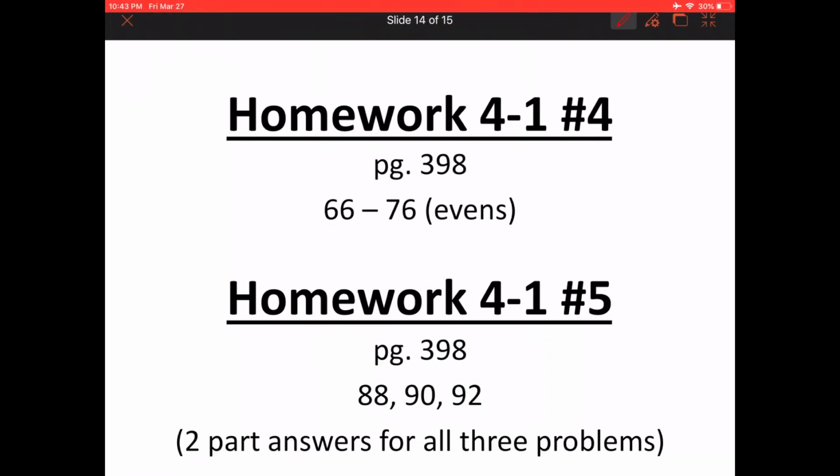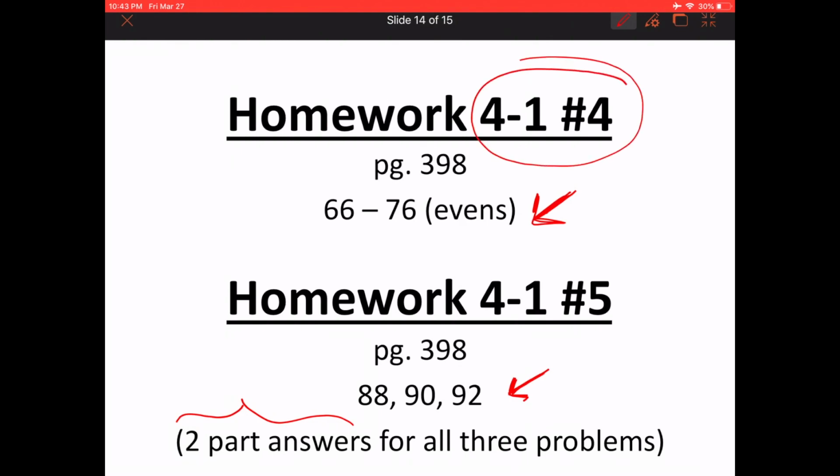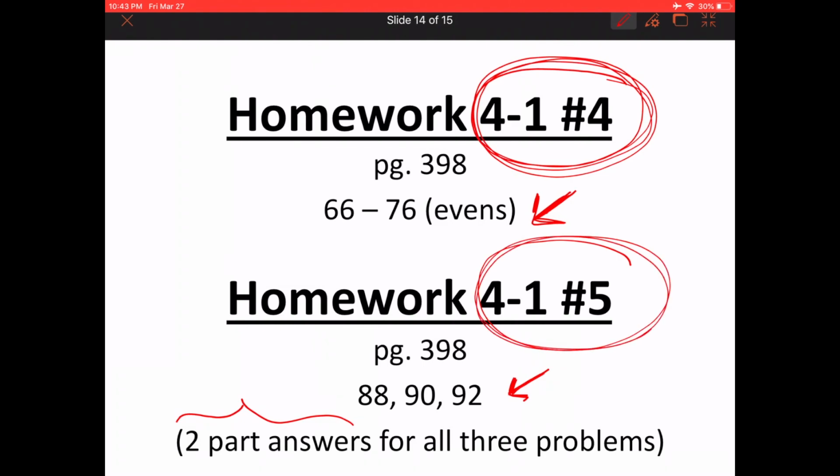Here is your homework assignment for tonight. Notice for 1 day 4, you have 66 to 76 evens. For 1 day 5, you only have 3 problems, but it is a 2-part answer. Okay, it's going to be just like the last example we just did, where there's a part A and a part B. So please make sure in Google Classroom, under homework, you go into the right section and you submit your homework. Okay, make sure everything is labeled clearly, that your question numbers are labeled clearly.